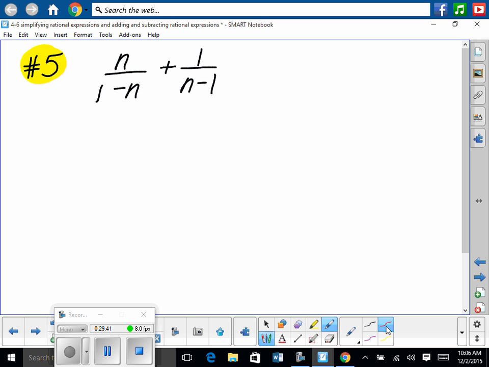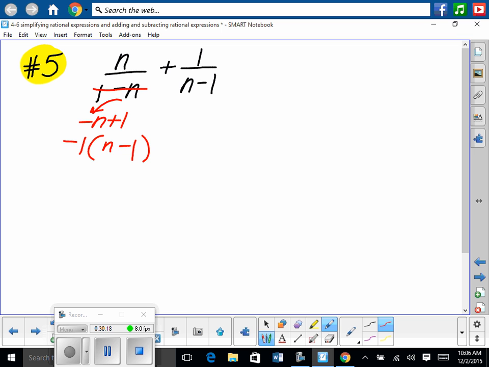Here we go. Number 5, n over 1 minus n plus 1 over n minus 1. Are the denominators exactly the same? No. So guess what I'm going to do? I'm going to rewrite this one as negative n plus 1. Isn't that negative n plus 1? Yes. Okay, awesome. So I'm rewriting this piece as negative n plus 1. Now, if there's a negative in front, we always factor out a negative. So let's factor out negative 1. Now let's see what's left inside. N minus 1.